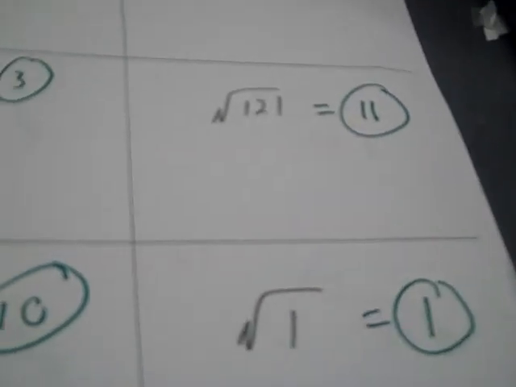Don't go work on the assignment yet because you're going to notice something happens, okay? 1, you're like, 1, what about? Well, there's 1. That's 1 times 1. So the square root of 1 is 1.